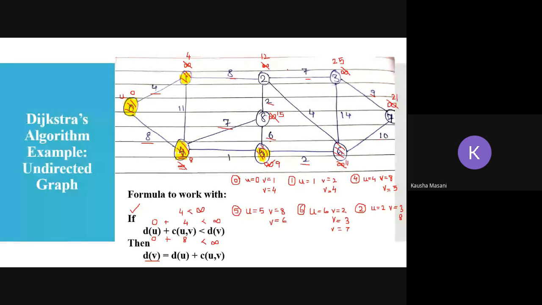From 3, 12 plus 7, that is 19. 19 is less than 25, correct, so update to 19. For V equal to 8, 12 plus 2 is 14. 14 less than 15? Yes. So update to 14. With this, 2 is also explored. Next, among 8, 3, 7, the lowest is vertex 8.